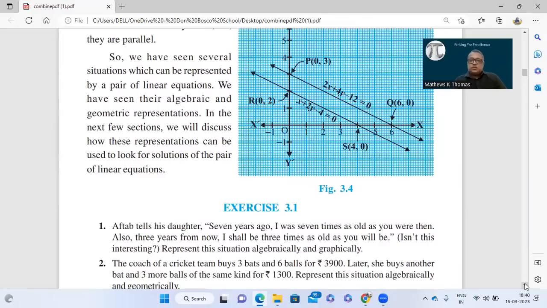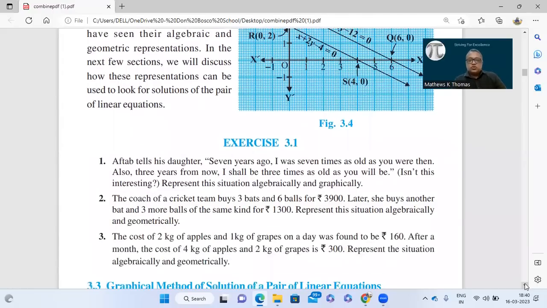And infinitely many solutions is when one line is coincident on the other, that is a1 by a2 equal to b1 by b2 equal to c1 by c2. So all the conditions you should know. So here in the first exercise, you have some questions.